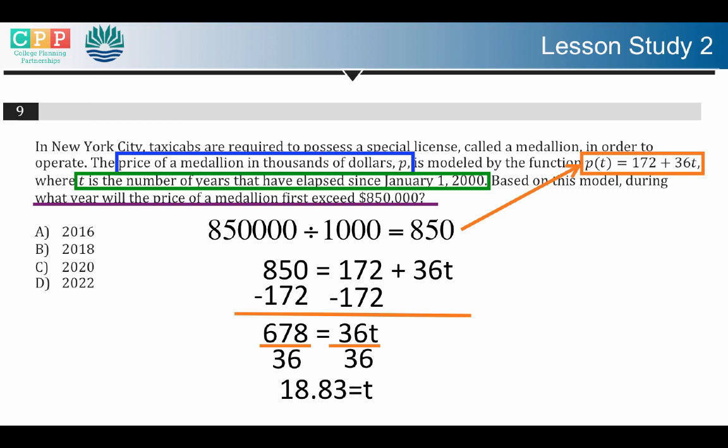So let's look back at the question. What year will the price of the medallion first exceed $850,000? Well, it's 18.83 years after January 1st, 2000. So the answer is B, 2018. That is the year that will first exceed that.